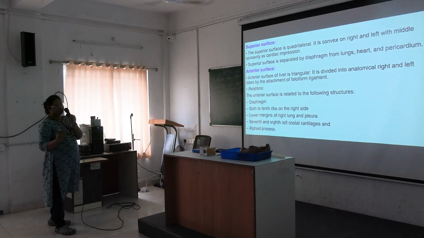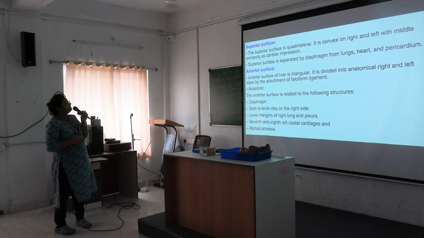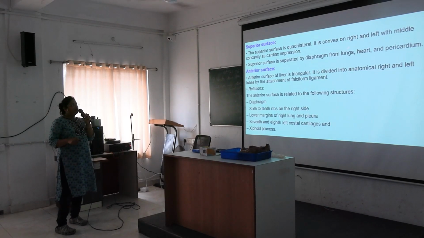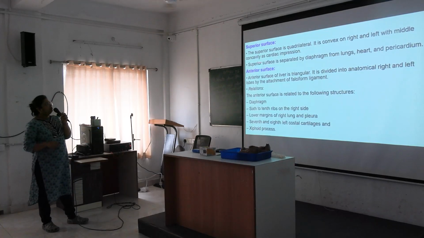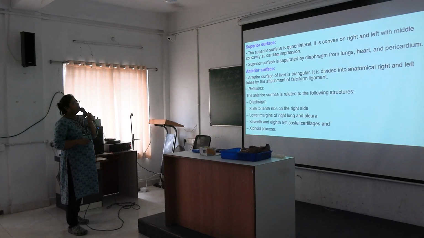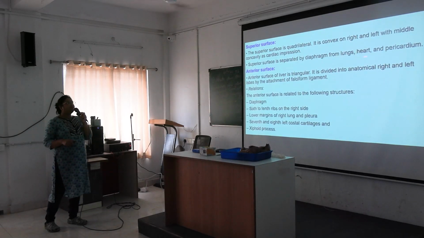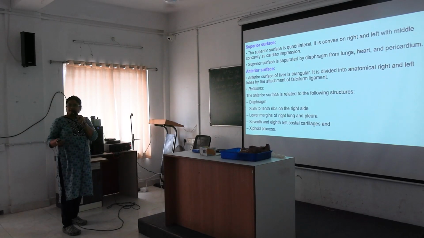So we are going to each of the surfaces now. First, the superior surface, it is quadrilateral. It is convex on the right and left with a middle concavity as the cardiac impression. And the superior surface is separated by the diaphragm from the lungs, heart and the pericardium.